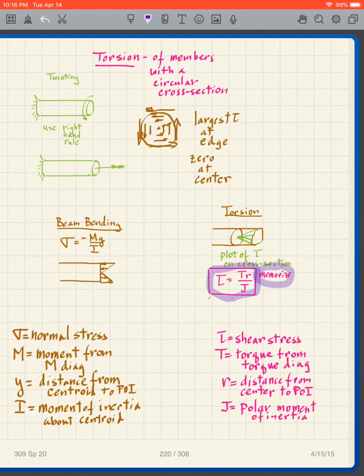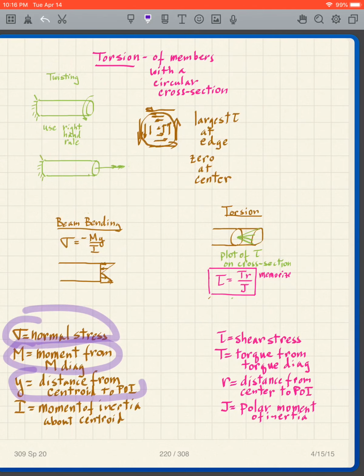And I want you to memorize that. It's easy. You've already memorized this one. If you've memorized that one, then it's easy to get this one. It's minus My over I, T R over J. And of course, we're talking about tau for torsion. If you remember what these mean, I'll just review. Sigma is the normal stress. M is the moment from the moment diagram. Y is the distance from the centroid to the point of interest. I is the moment of inertia about the centroid.